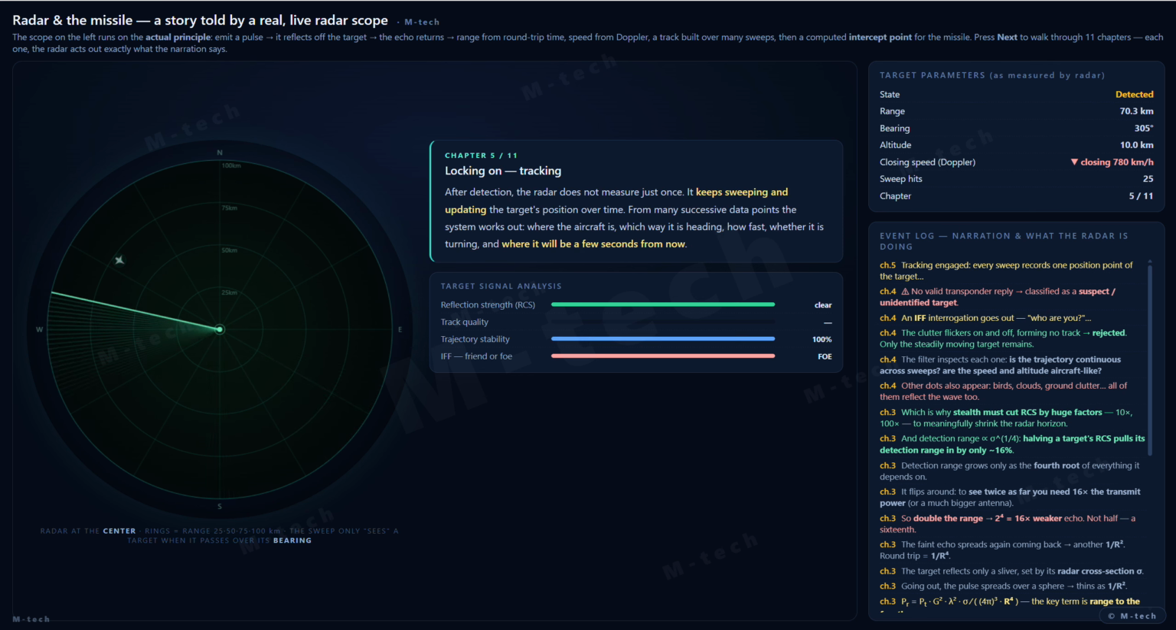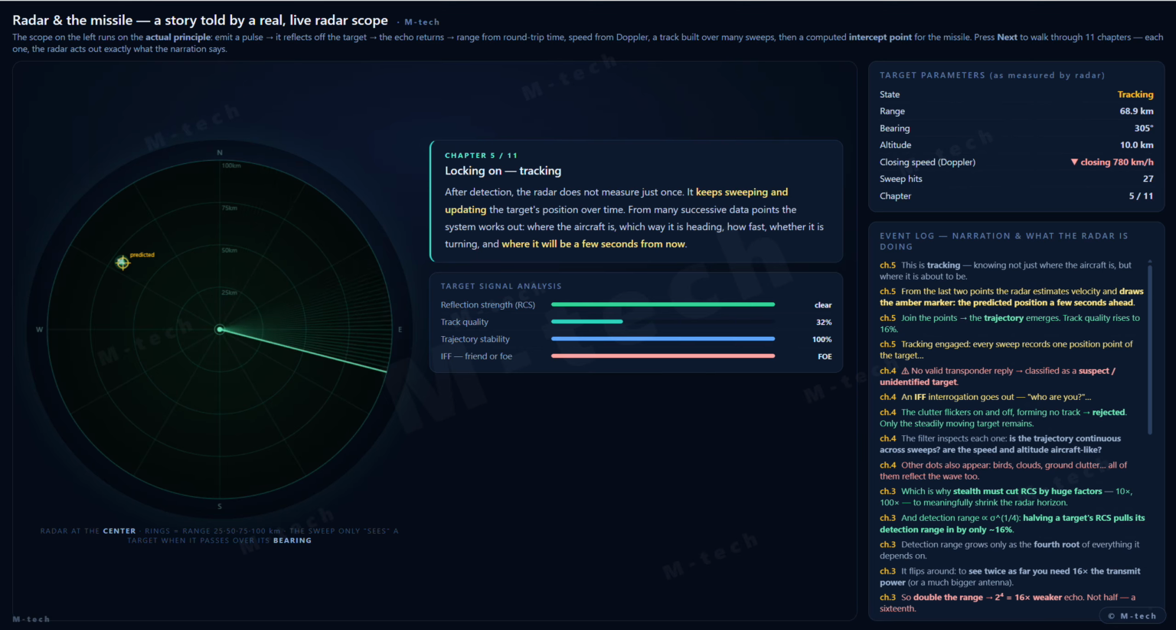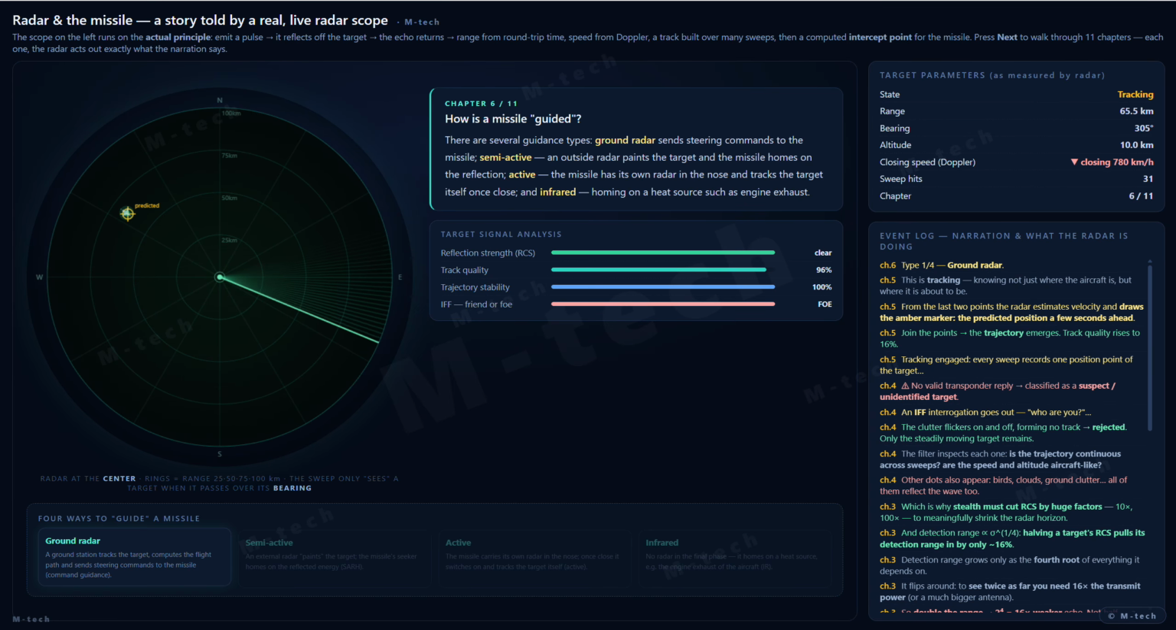Locking on. After detection, the radar does not measure just once. It keeps sweeping and updating the target's position over time. From many successive data points, the system works out where the aircraft is, which way it is heading, how fast, whether it is turning, and where it will be a few seconds from now. This is tracking.